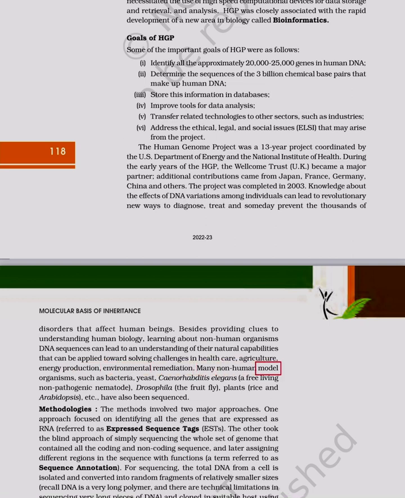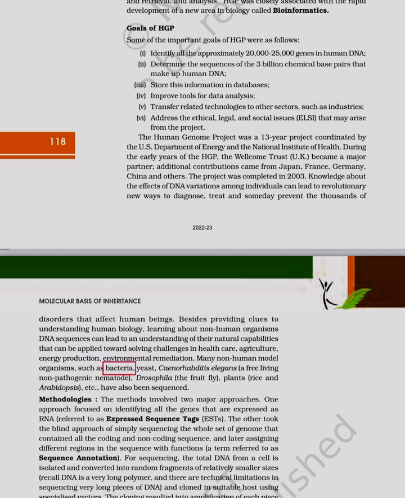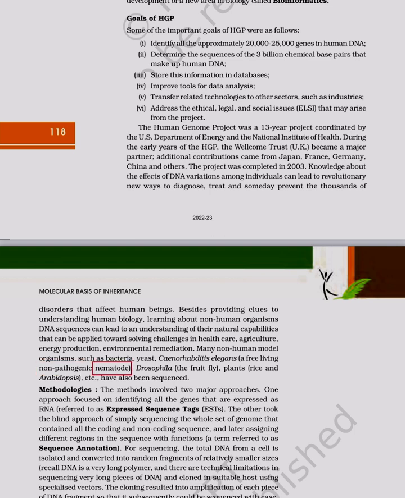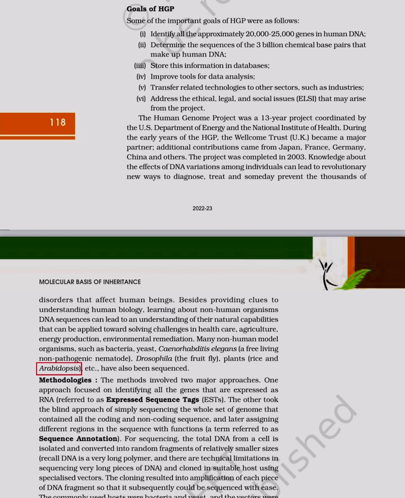Many non-human model organisms, such as bacteria, yeast, Caenorhabditis elegans, a free-living non-pathogenic nematode, Drosophila, the fruit fly, and plants such as rice and Arabidopsis, have also been sequenced.